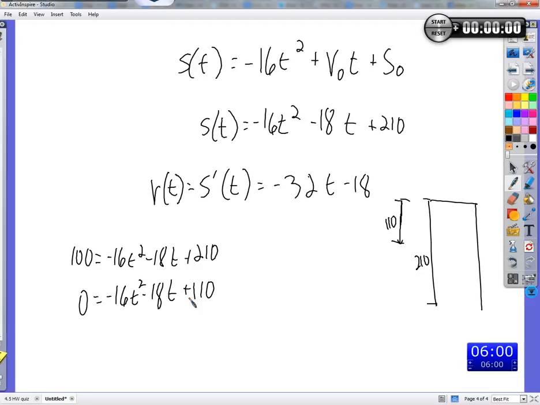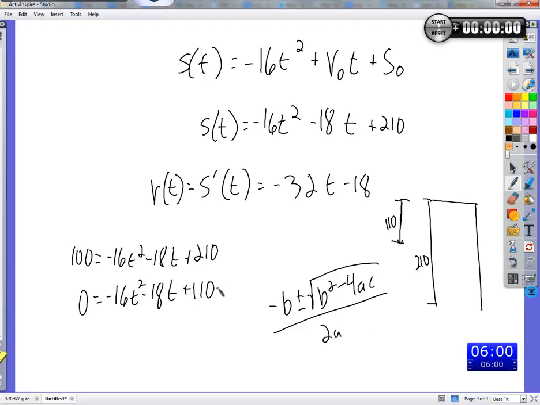Quadratic formula. So we grab our quadratic formula. Negative b plus or minus the square root of b squared minus 4ac. I'll leave this up for a couple of minutes, and you can write this down in your notes. If you forgot, I don't want that to stop you. So anyway, we solve for t.